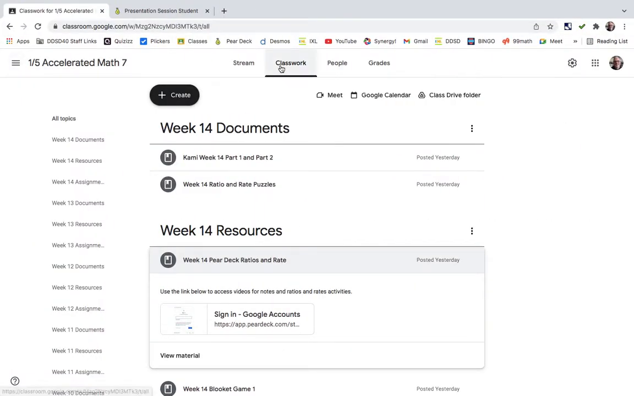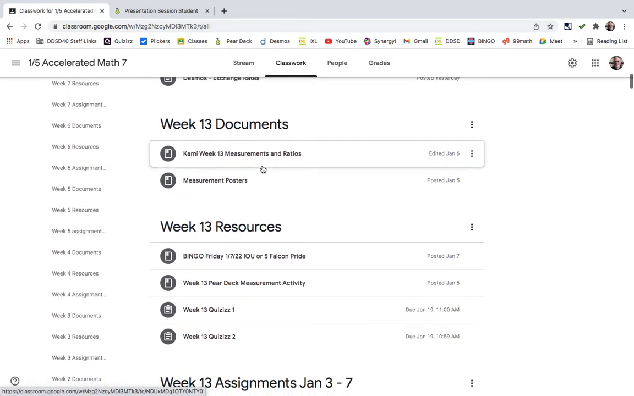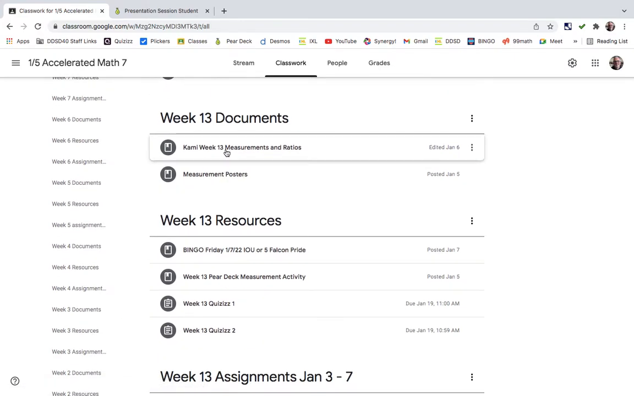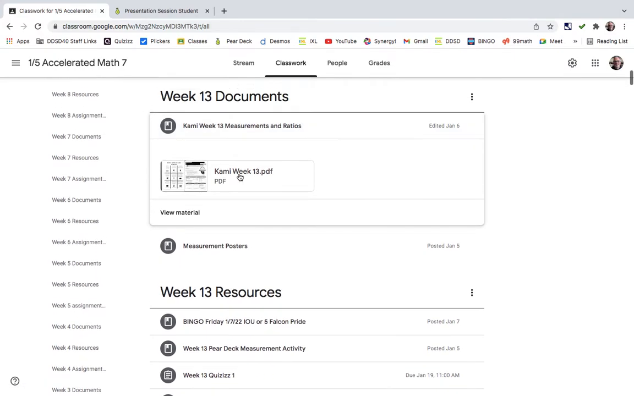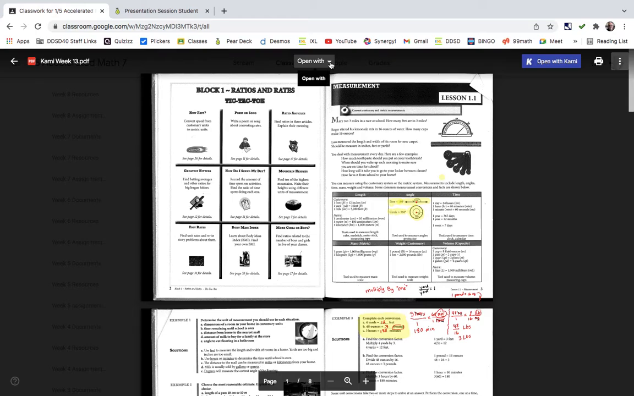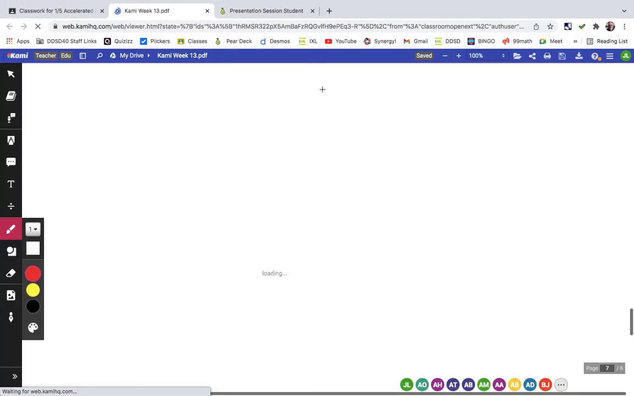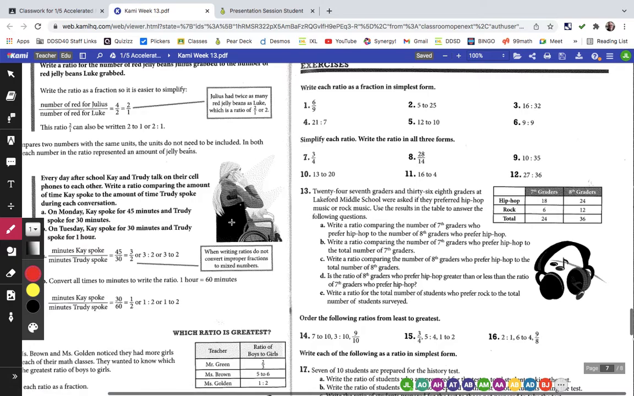What we did in class today that I'd like to update you on is we looked back at last week and went to CAMI week 13, measurements and ratios. We opened up the CAMI, so you don't have to open it up. You can just watch from this video, or you can open it up, either way. And we added to our notes. I highlighted in green some things that I want you to put into your notes.